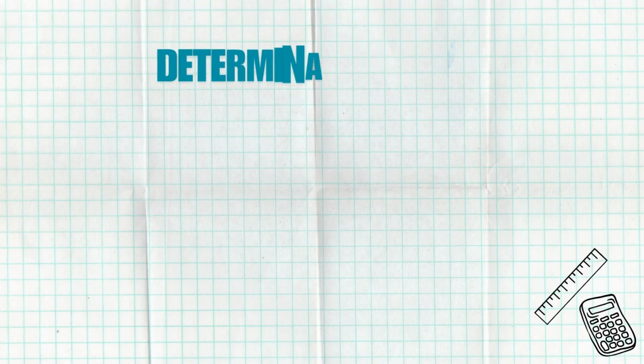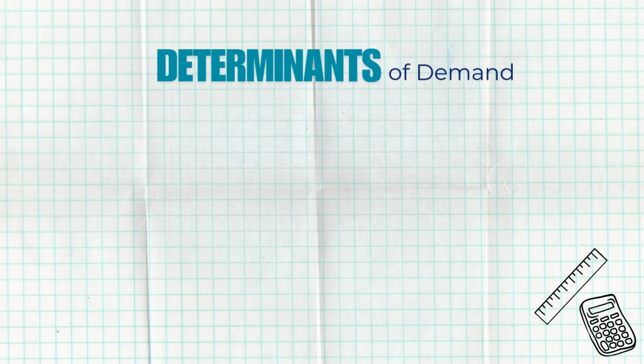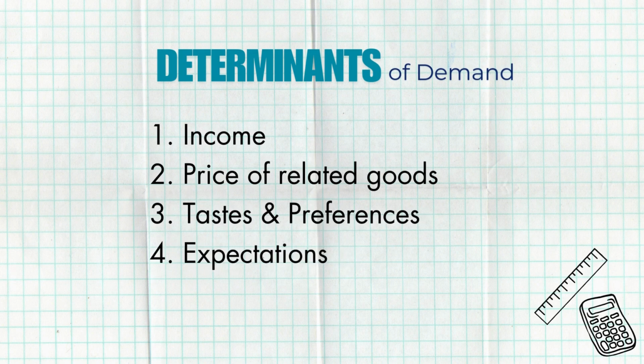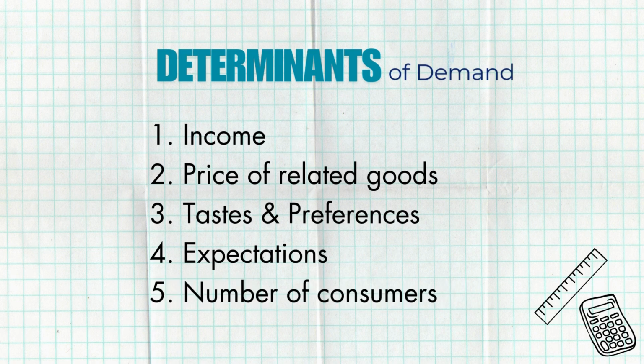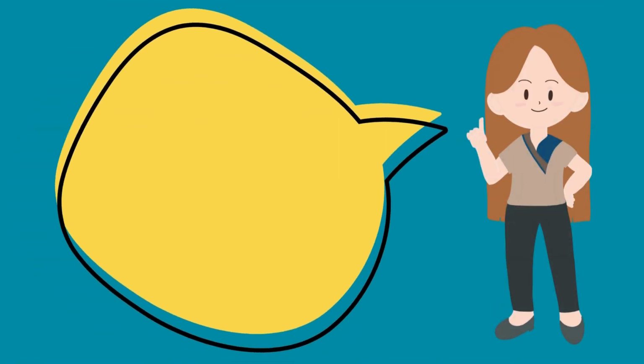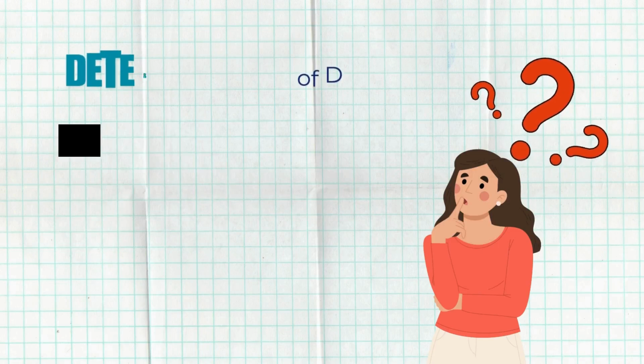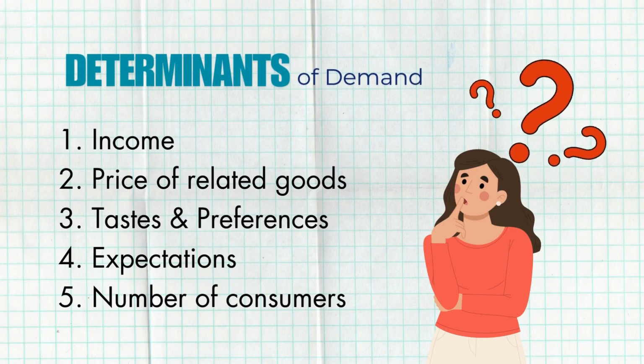Several factors affect the demand for a good or a service. These include income, price of related goods, tastes and preferences, expectations, and number of consumers. Before we examine the various determinants of demand, note that price is also a determinant. However, unlike the other determinants of demand, price affects the quantity demanded and not the whole demand. So, how do the other determinants affect demand?